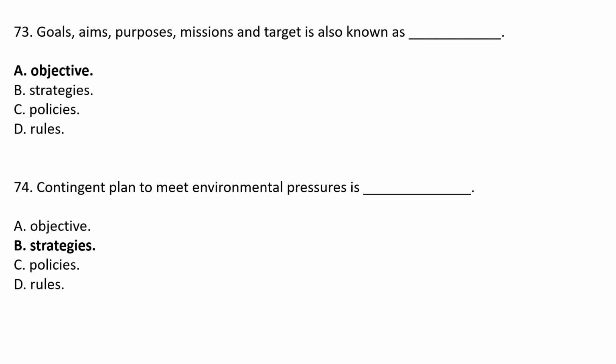Goals, aims, purpose, mission, and target are also known as dash. Option A objective, Option B strategic, Option C policies, Option D rules. The correct answer is Option A objective. A contingent plan to meet environmental pressure is dash. Option A objective, Option B strategies, Option C policies, Option D rules. The correct answer is Option B strategies.